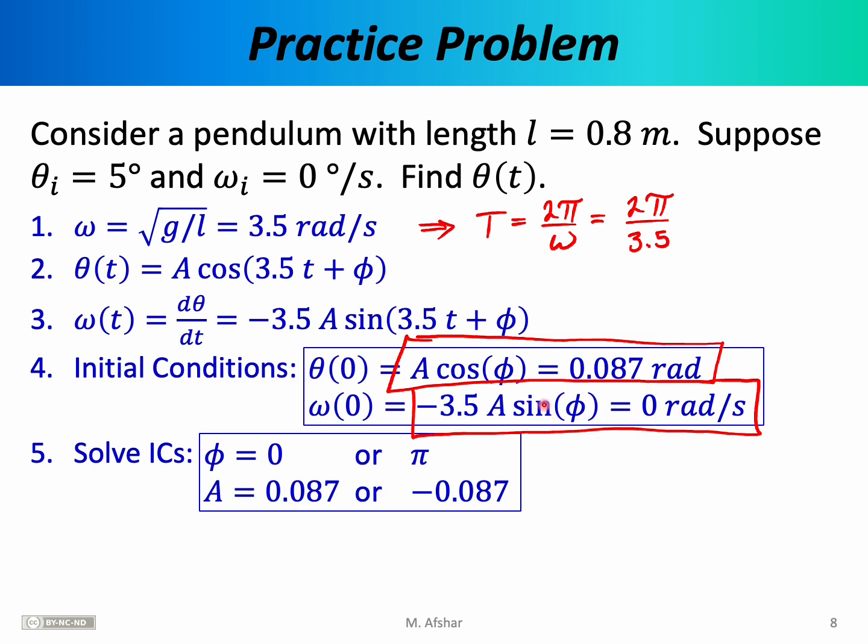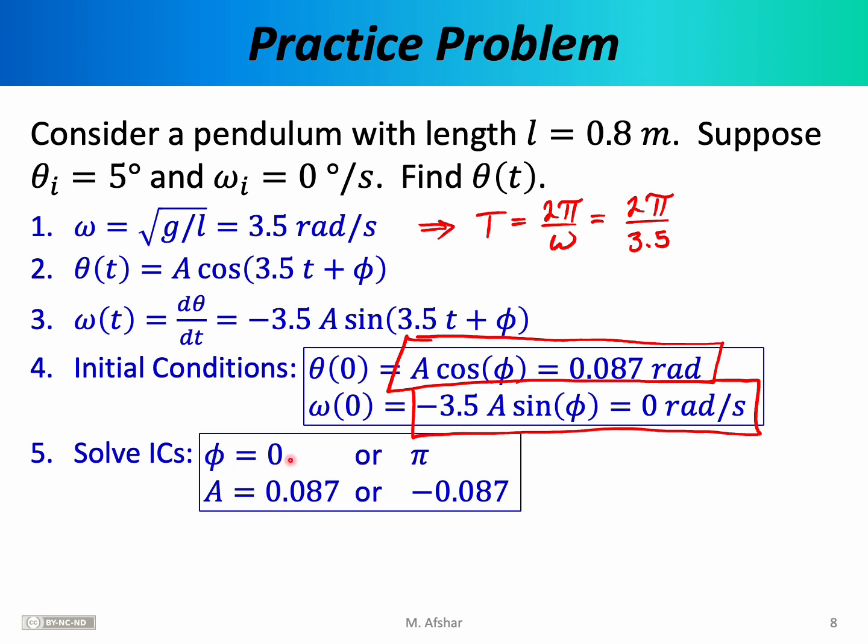If you want, you can take the arc sine of 0 or something fancy like that, but it should be pretty obvious to you, or hopefully you've memorized the fact that sine of 0 is 0. Once you know that phi is equal to 0, you can plug it into this other equation. Cosine of 0 is just 1, which then tells us a must be equal to 5 degrees, or in radians, 0.087 radians.